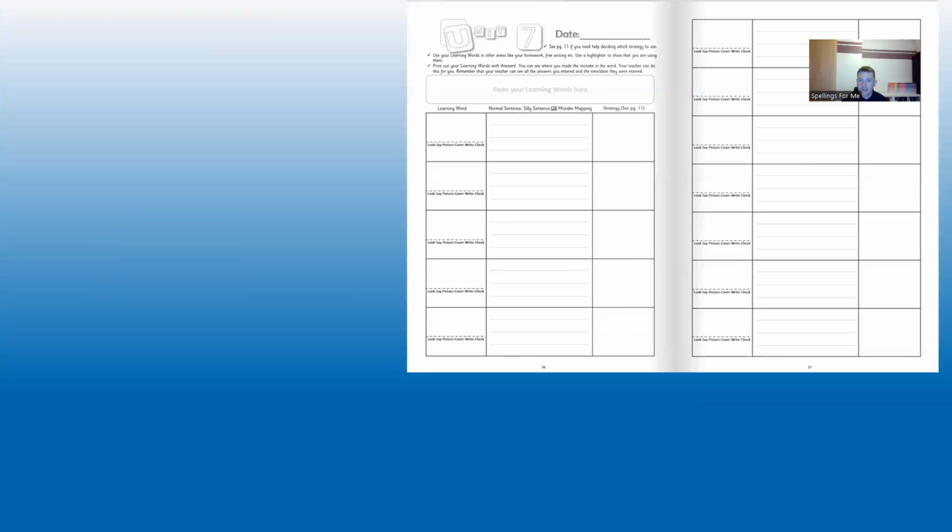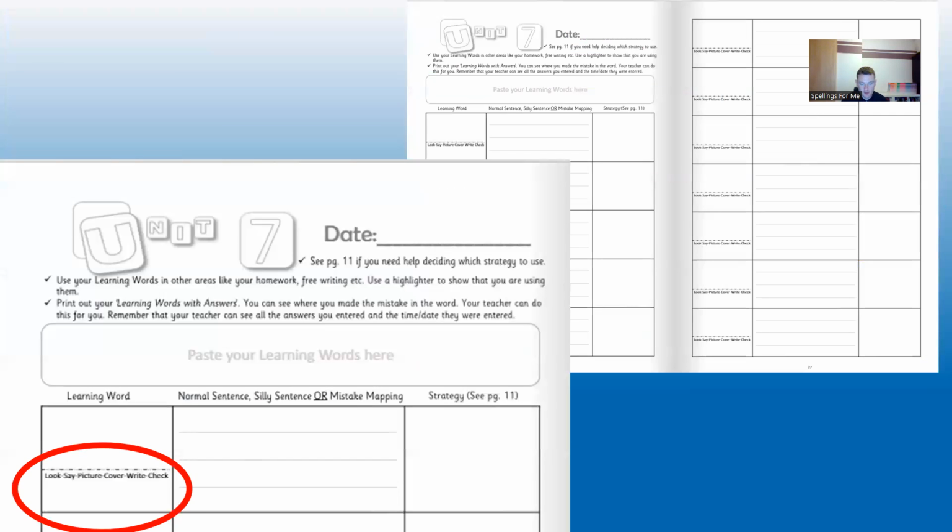Look Say Picture Cover Eye Check is built into the workbook. So as you can see here, it's highlighted in the bottom left-hand corner there. So they just write in the word, Look Say Picture Cover Eye Check. A lot of teachers will get them to write in the word 3 times into this box, and that's fine.